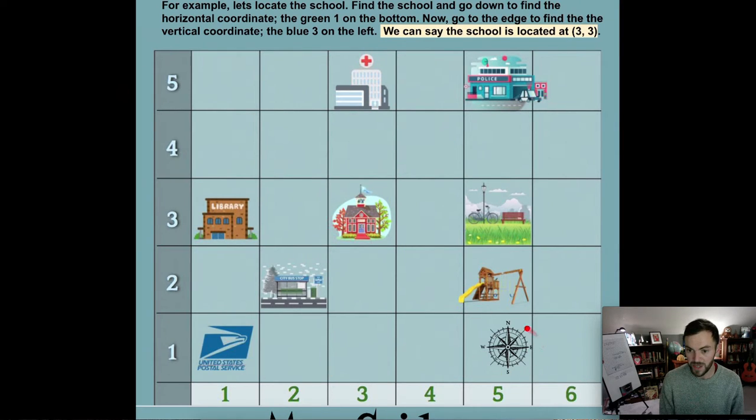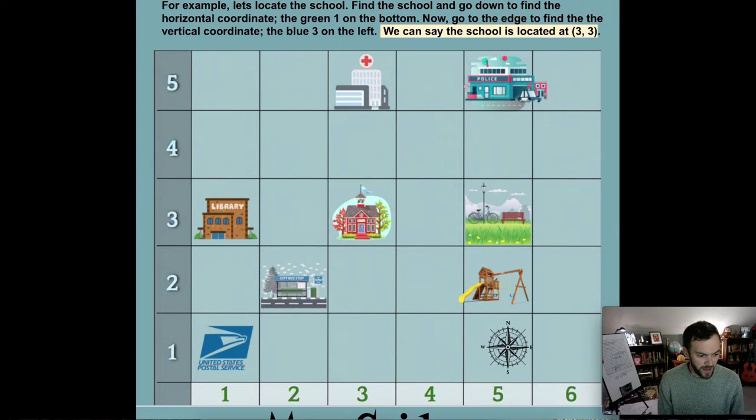We have our compass rose here. Just to remind you, east and west is left and right on this map. And we always write that number down first. So that left to right number, the horizontal, is written down first.